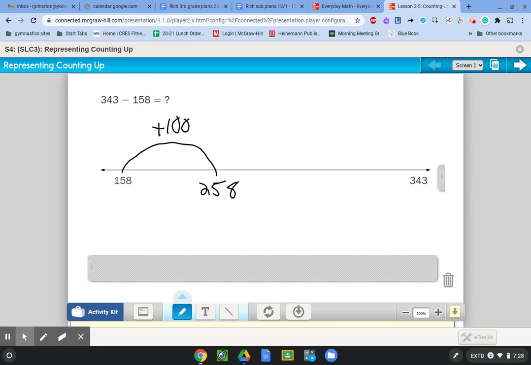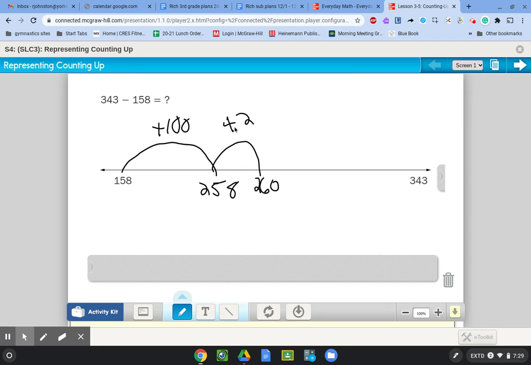Now, let's see. I don't like that 58. I want to get a nice even number to work with, so I'm going to do a 2 jump to get to 260. Okay? I didn't like 258. It wasn't a nice even 10, and I wanted to get to a nice even 10 to set me up for some really good big jumps.